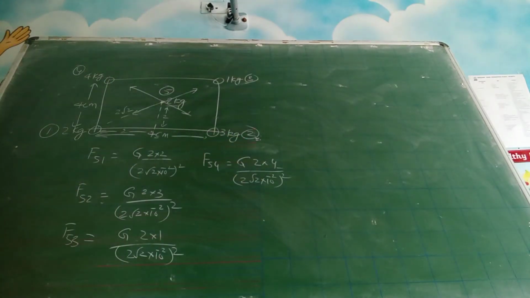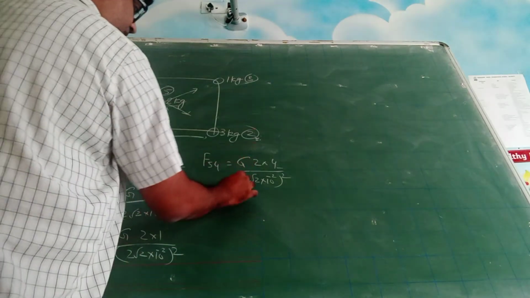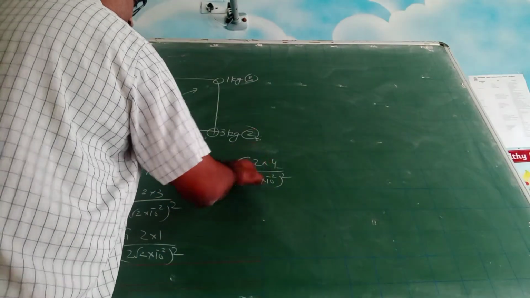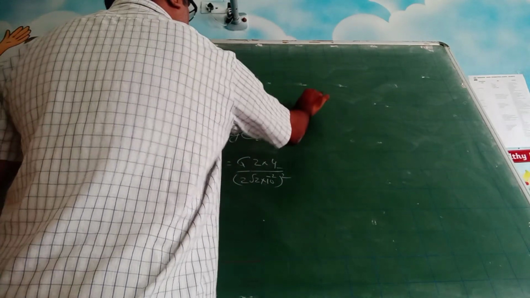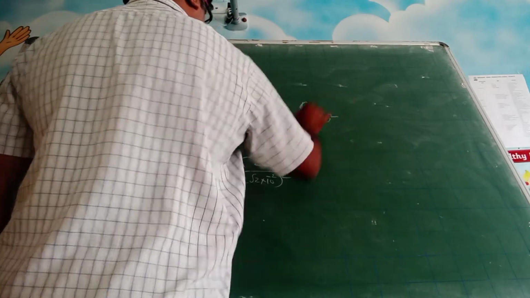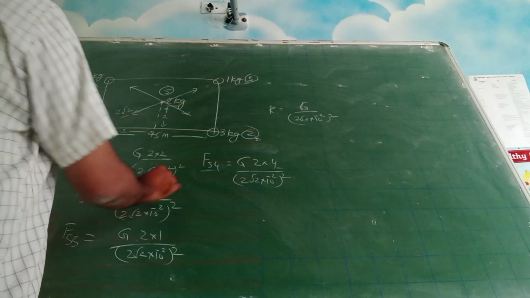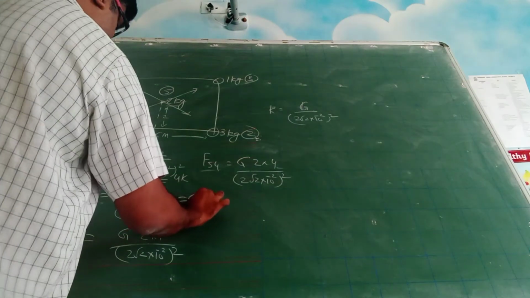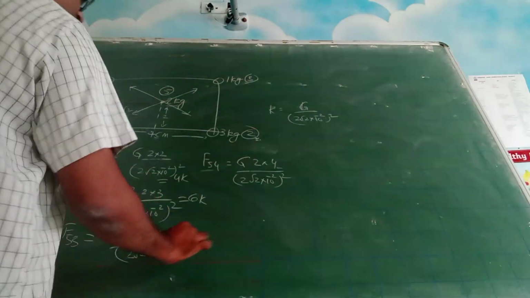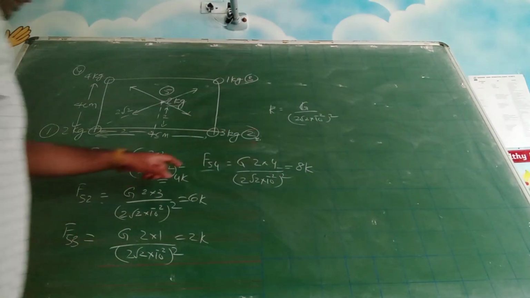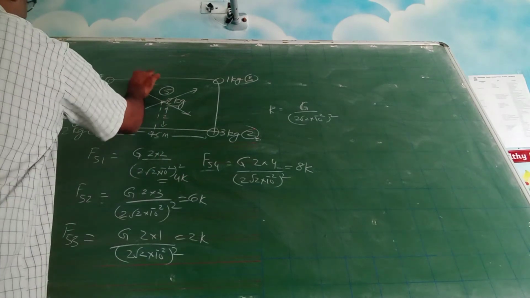So now we have to calculate the resultant now. Now look here, G divided by this thing is anyway constant. Okay, so let us give a constant K is equal to G divided by 2 root 2 into 10 to the power of minus 2 whole square. So you can write F51 as how much? This as 4k, this as 6k, this as 2k, and this as 8k. Right? So just put the values over here. So F54, this is 8k.